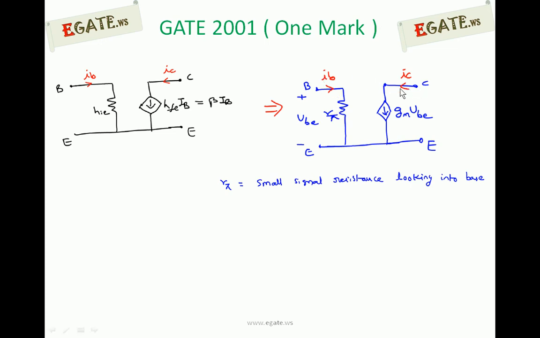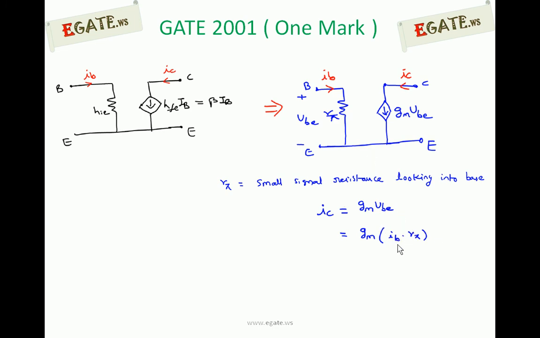IC is the collector current, and IC is indicated as gm VBE for the r-parameter model. So from this we can write IC is equal to gm VBE. VBE is nothing but the voltage from base to emitter, which is the voltage drop across r pi. So IC is equal to gm times VBE, and we can replace VBE with IB into r pi. So gm into IB into r pi, which is nothing but VBE.